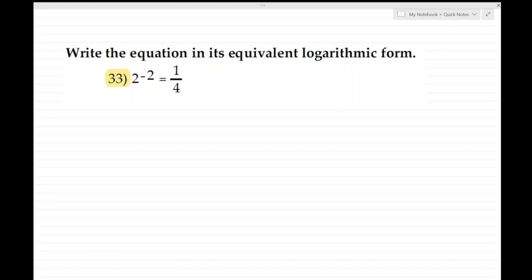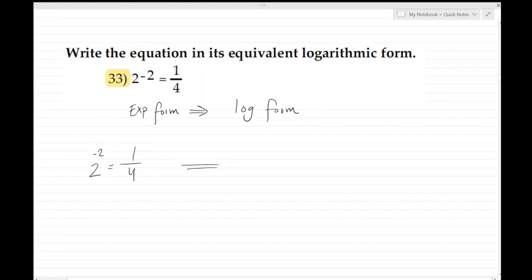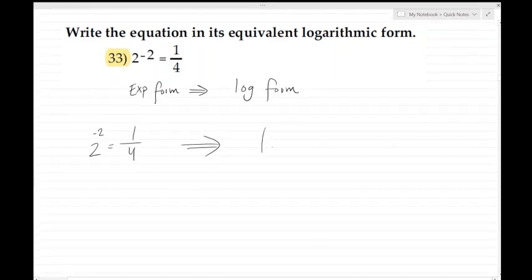Okay. Next, we want to write the equation in its equivalent logarithmic form. So we are given something in exponential form, and we are going to the logarithmic form. So 2 to the power -2 equals 1/4, and we want to turn it into a logarithm. So I'm just going to go ahead and write the word log because I know I will need it, so I might as well start off with that.